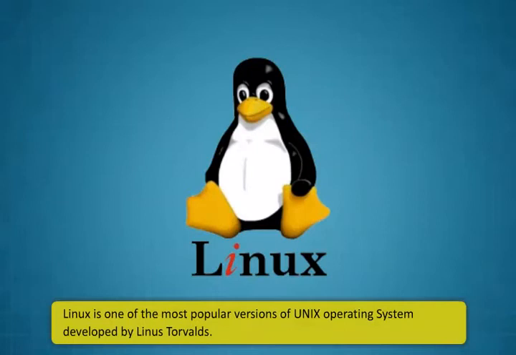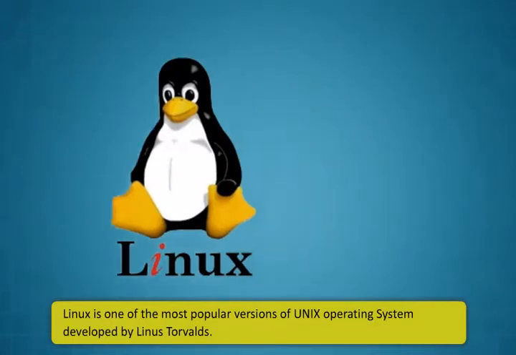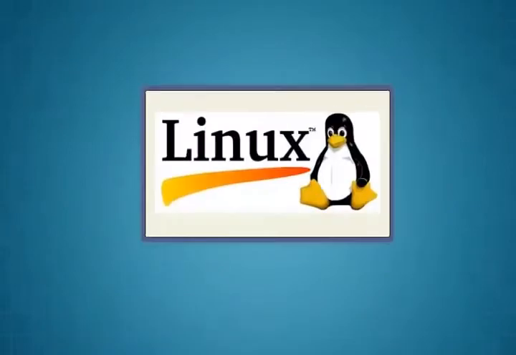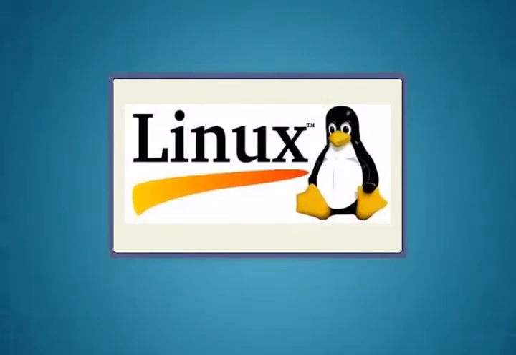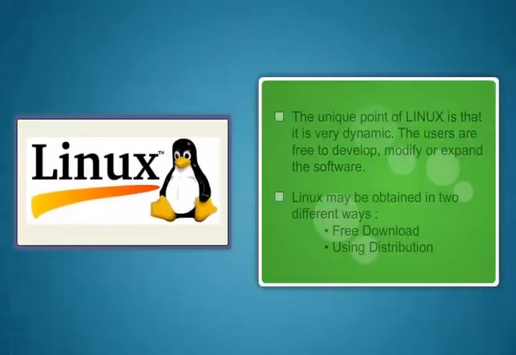Linux is one of the most popular versions of the Unix operating system, developed by Linus Torvalds. Linux is very similar to other operating systems like Microsoft Windows. The unique part of Linux is that it is very dynamic. The users are free to develop, modify, or expand the software. Linux can be obtained in two different ways: free download and using a distribution.